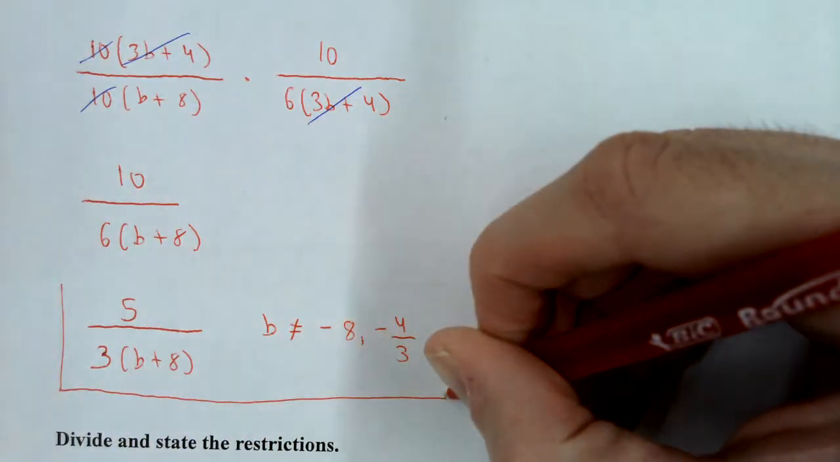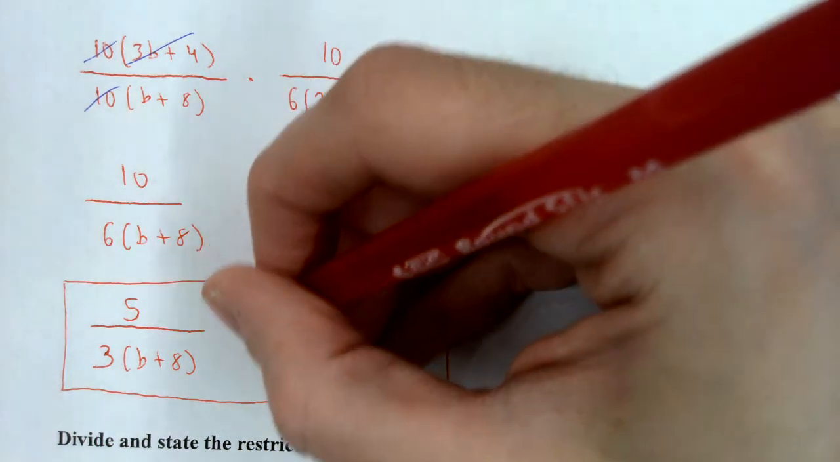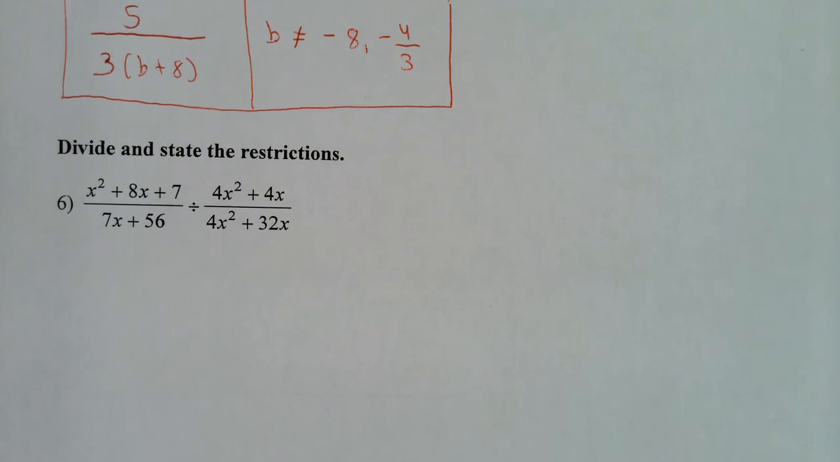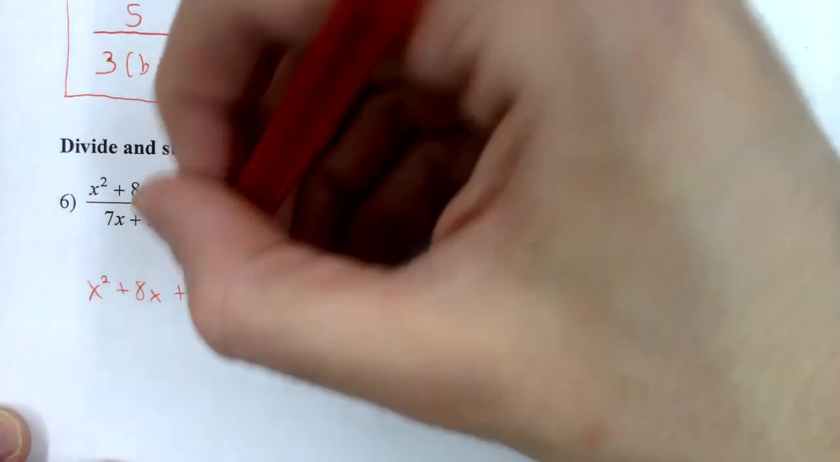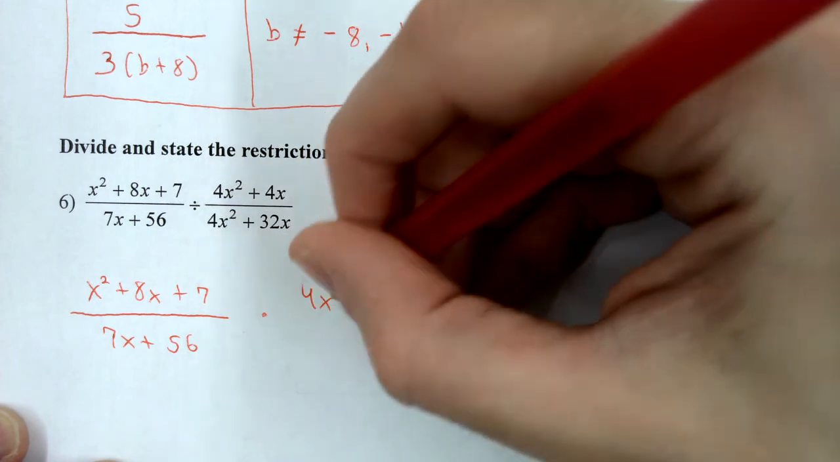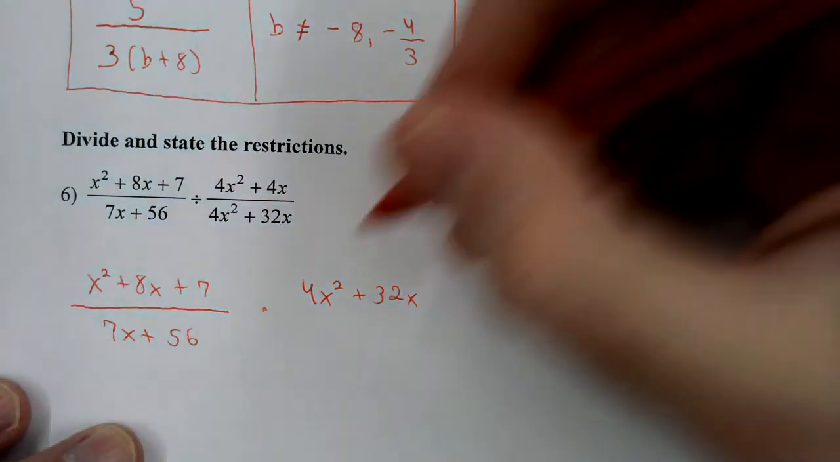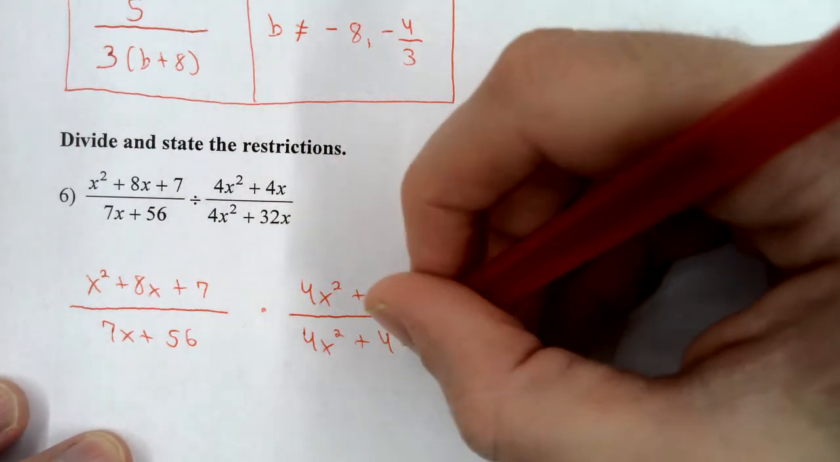Okay. And 1 more. This one's going to be division. Whenever you have to do division, you're going to multiply by the reciprocal. So I'm going to write x squared plus 8x plus 7 divided by 7x plus 56 times the reciprocal. 4x squared plus 32x over 4x squared plus 4x.